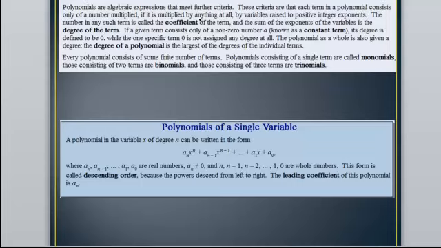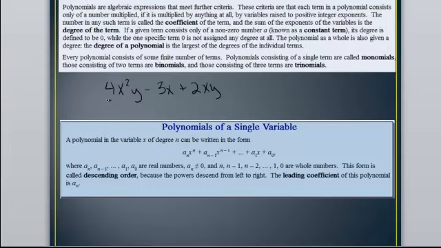These criteria are that each term in a polynomial consists only of a number multiplied, if it is multiplied by anything at all, by variables raised to positive integer exponents. Okay, what does that mean? Each term, okay, this would be considered a polynomial, something like 4x squared y minus 3x plus 2xy. It can keep going, but we'll just stop right there. This is considered a polynomial.